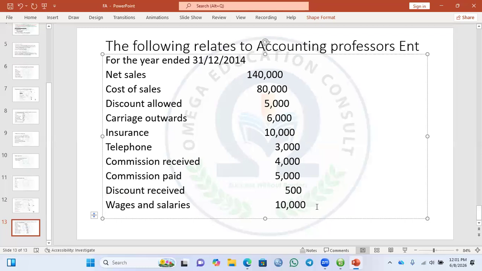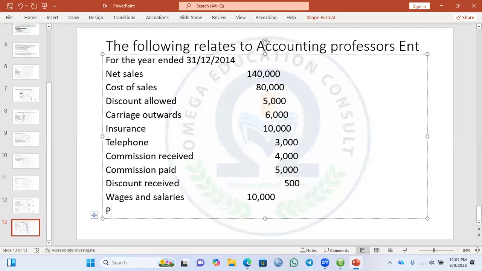Okay, profs, prepare the profit or loss account for the year ended 31st December 2014. Okay. Can we give it a try or we should work it together?